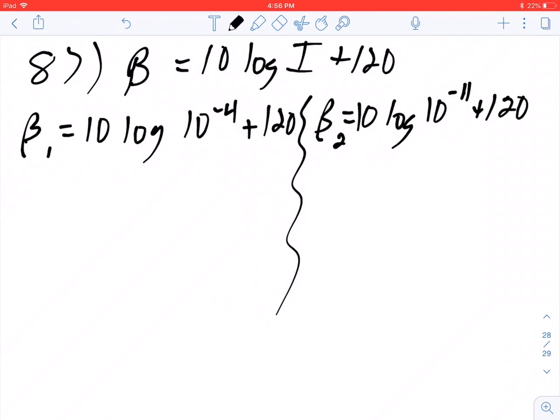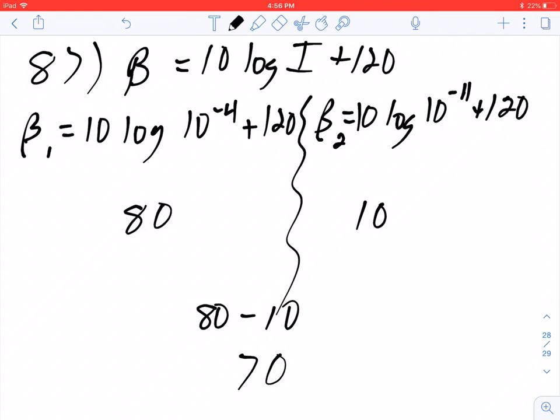Okay, so the first one ended up with a decibel level of 80. The second one ended up with a decibel level of 10. And when we do 80 minus 10, we get 70. So the difference between the two would be 70 decibels.